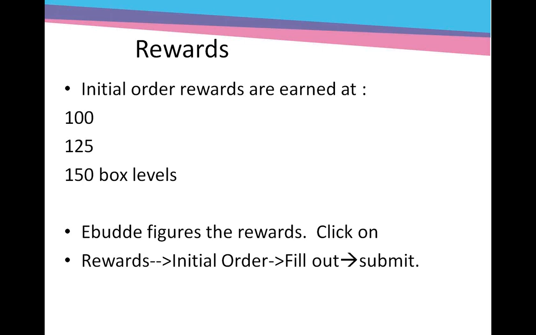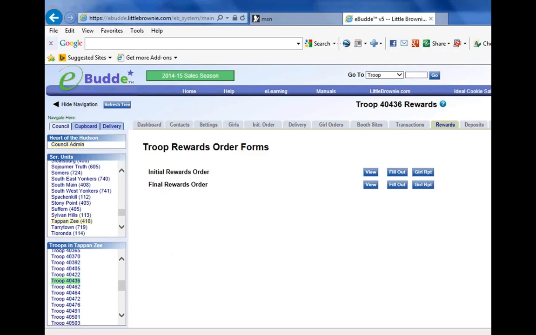So after you've submitted your cookie order, move on to the rewards tab. And when the rewards tab opens, thank you, Roberta, when you click on the rewards tab, this is the screen you see. And you see there are choices. Initial rewards order, that's what we're going to. And over to the right is fill out in the middle. You're going to click on that, and then we can go to the next slide.